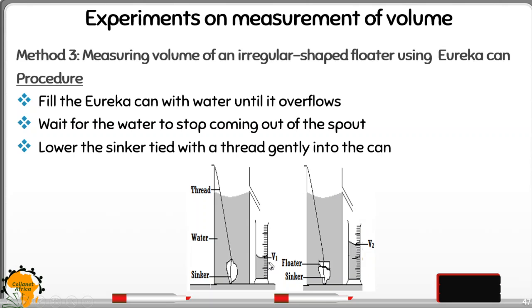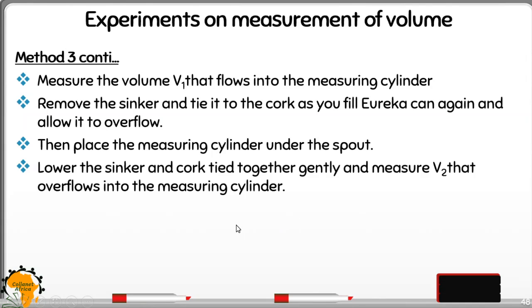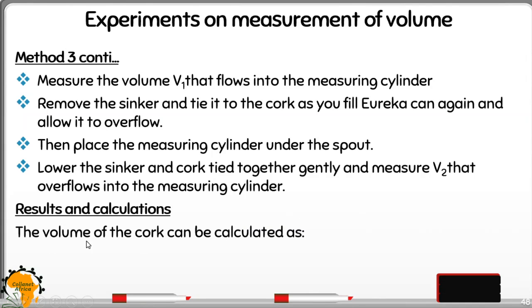Remember, V1 will be the volume of the sinker alone, but V2 will be the volume of the floater and the sinker. Now, to get the volume of our floater, we have that the volume of the cork, which is our floater, is given by V2, the combined volume, minus V1, which is the volume of the sinker alone. That way, you are able to get the volume of an object that is floating. You have to use a sinker.